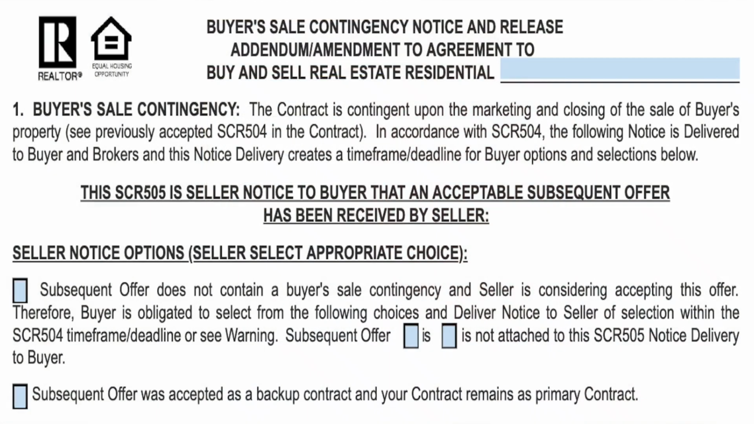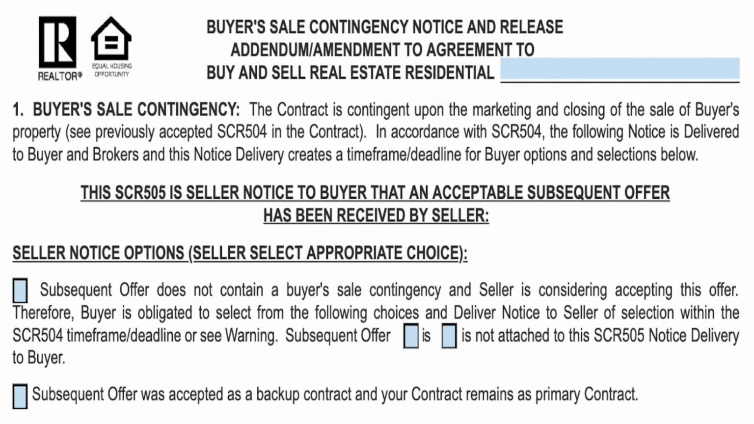Let's say that the seller gets another offer on their property while they're under contract with buyer A in first position. The seller then has to notify the buyer through their buyer's agent with Form 505, which is currently on the screen. It says buyer sale contingency notice and release addendum/amendment to agreement to buy and sell real estate residential, and then has a blank line.